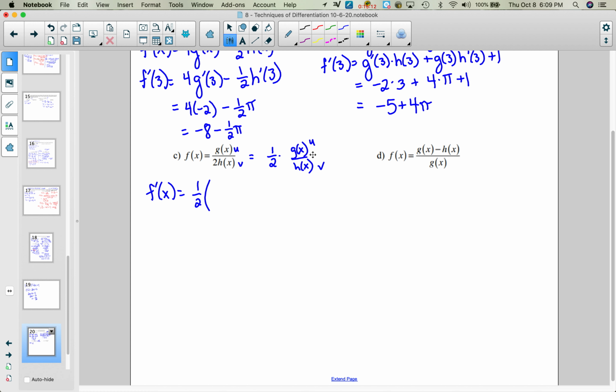So the formula, remember, is u prime v, so it's going to be g prime of x times h of x. So that's the u prime v minus u v prime all over v squared.